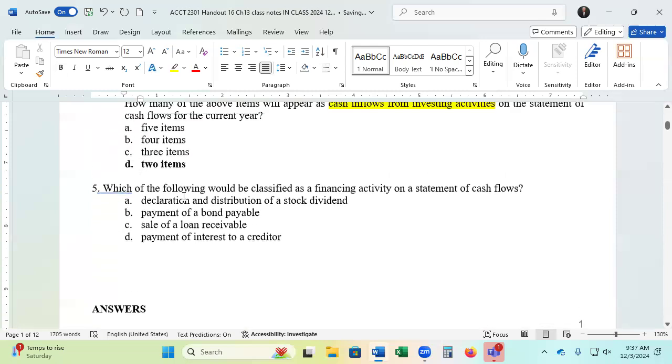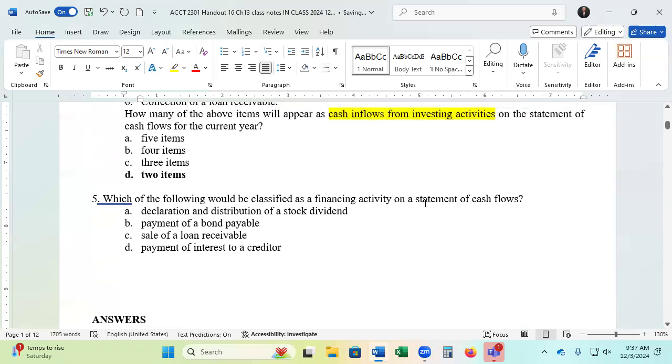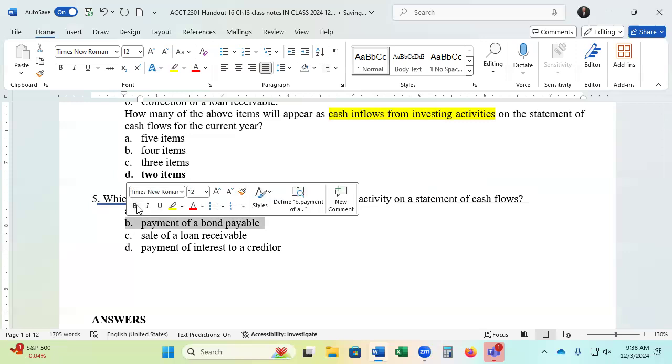Which of the following would be classified as a financing activity on the statement of cash flows? Declaration and distribution of a stock dividend, payment of a bond payable, sale of a loan receivable, or payment of interest to a creditor. So we want financing activity. Declaration and distribution of a stock dividend would not be because it's stock, right? Non-cash. Payment of a bond payable would be our answer.